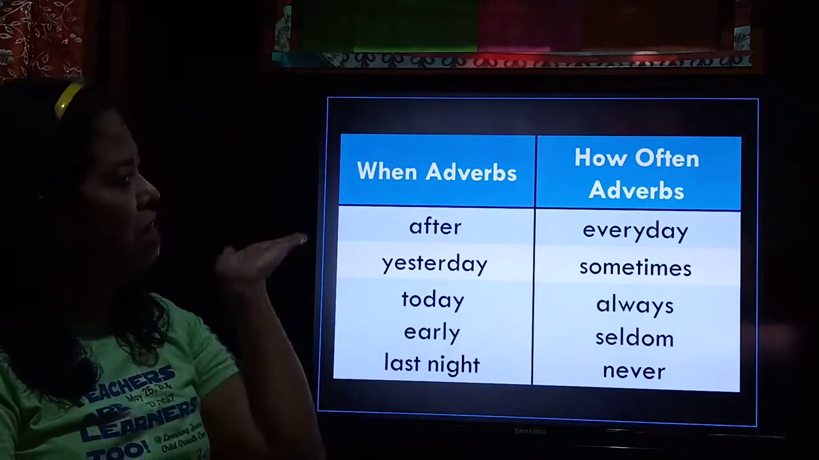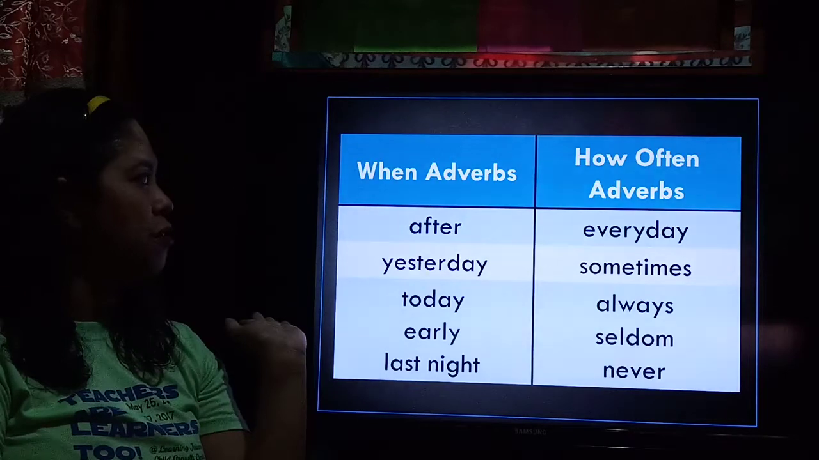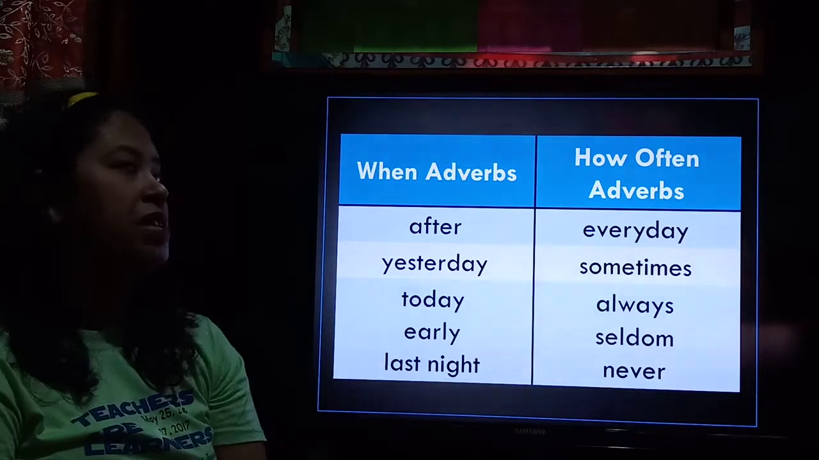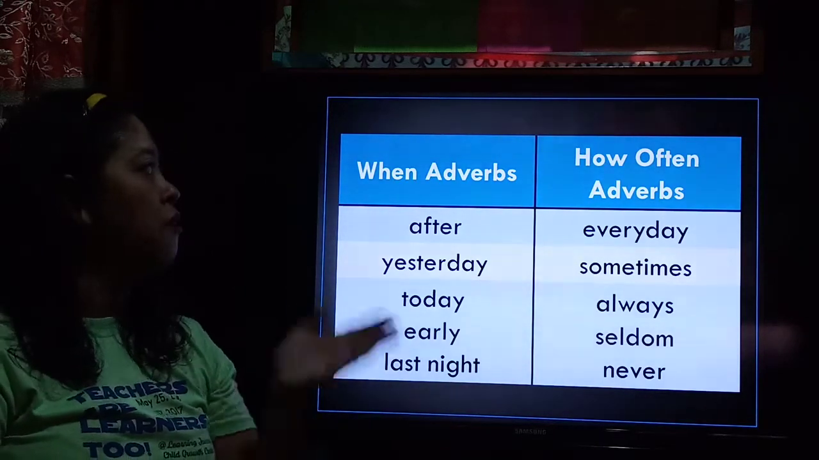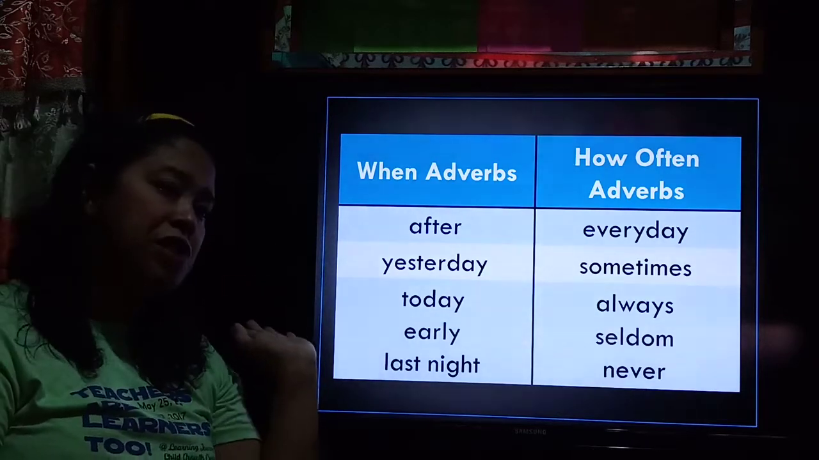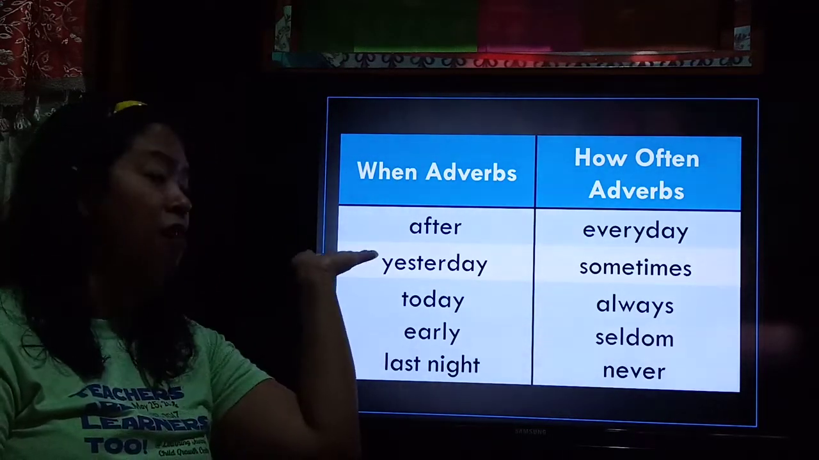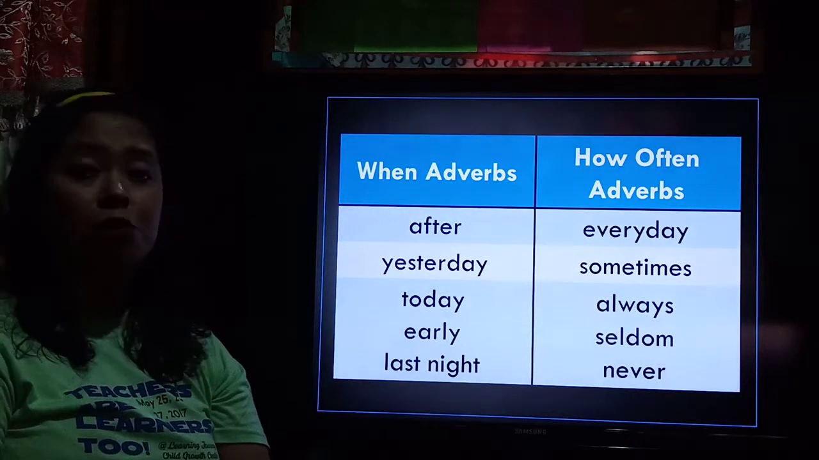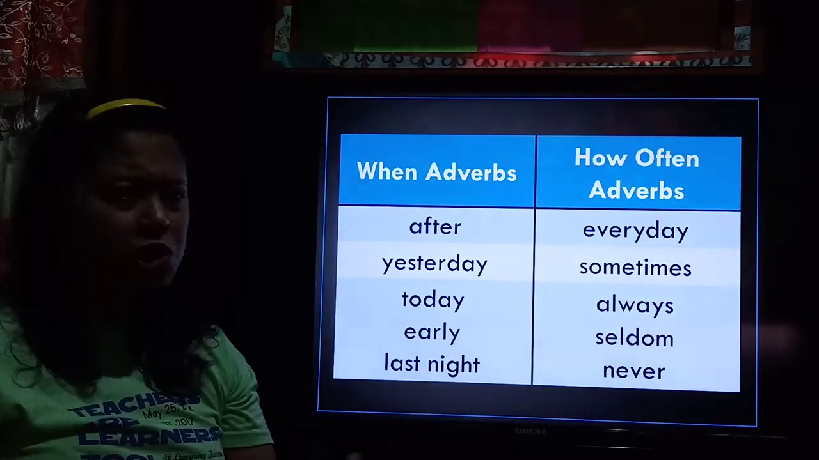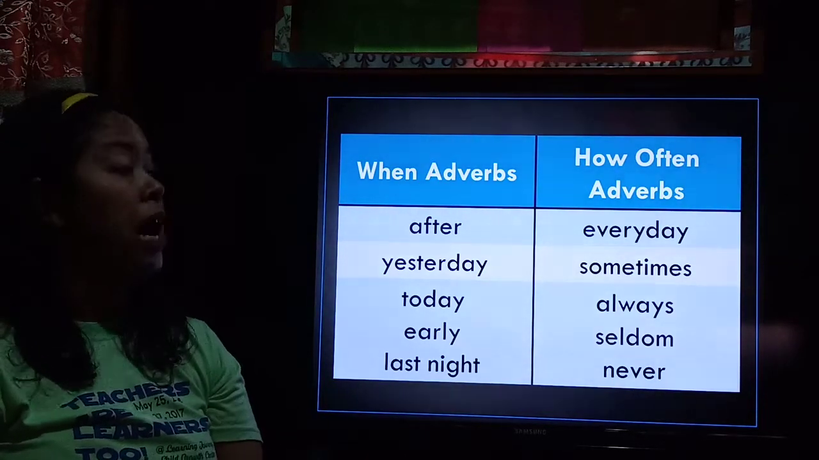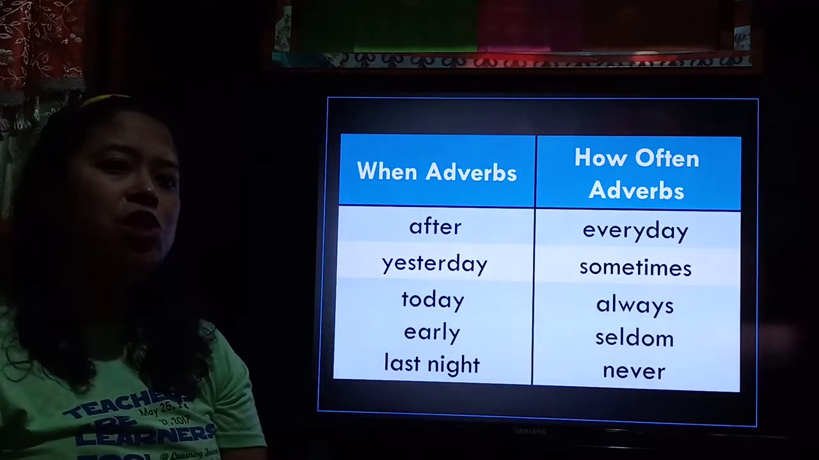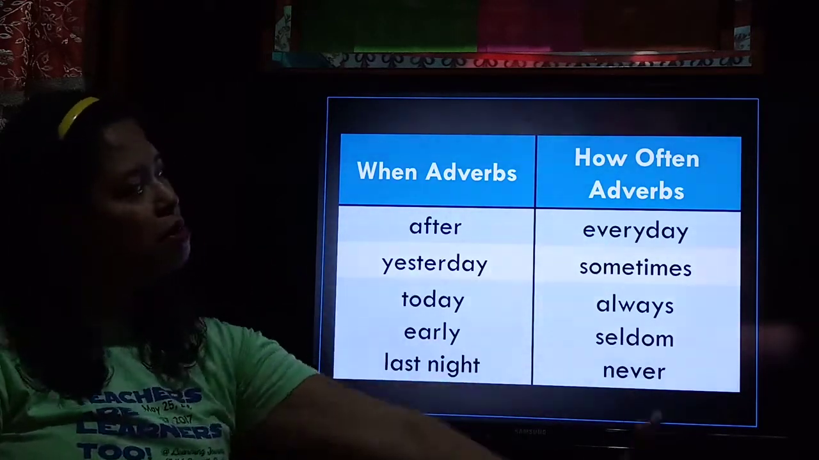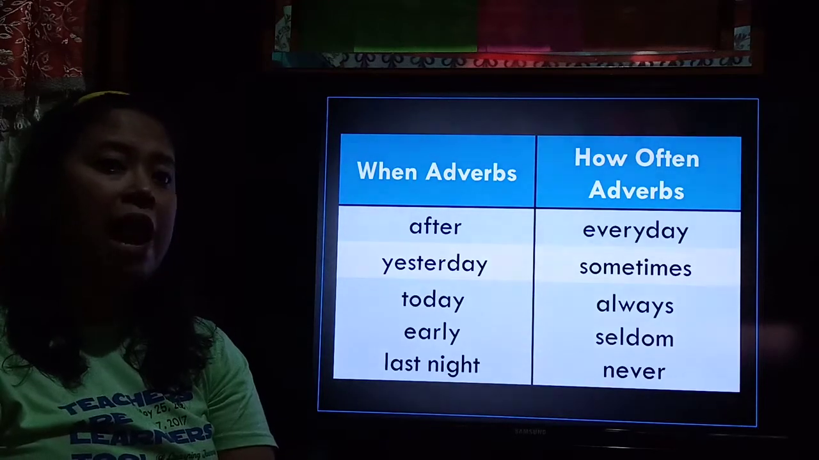Okay. So these are the list of adverbs, when adverbs here on the left, and how often adverbs on the right. So here are some of the examples. For when adverbs, these are the words that usually tell us when an action is done. We have after, yesterday, today, early, or last night. There are actually a lot of examples that you can think of. As long as that word tells you when an action is done, then you can say that that belongs to the when adverbs. On the right, we have the how often adverbs.